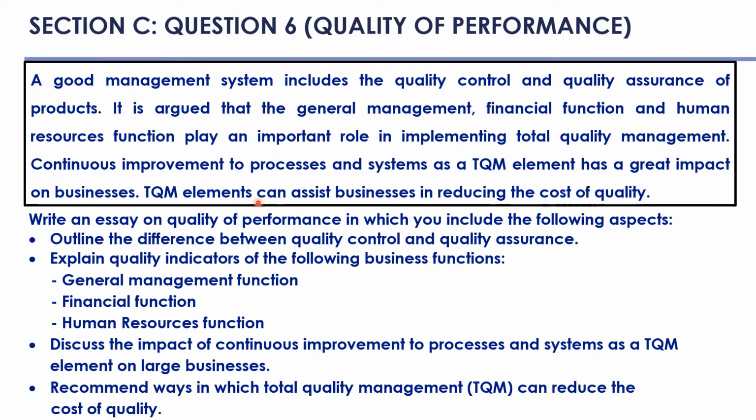So a good management system includes the quality control and quality assurance of products. It is argued that general management, the financial function, and the human resources function play an important role in implementing total quality management. Continuous improvement to processes and systems as a TQM element has a great impact on businesses. TQM elements can assist businesses in reducing the cost of quality.